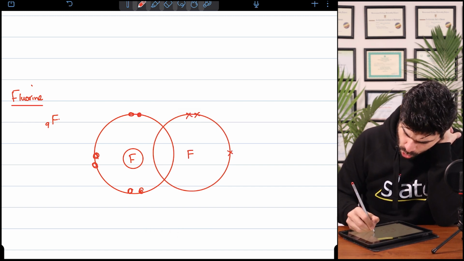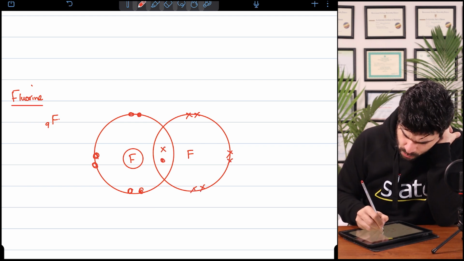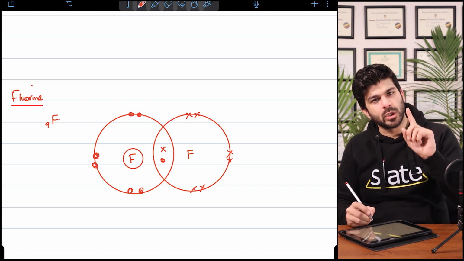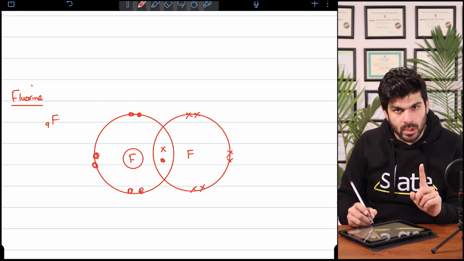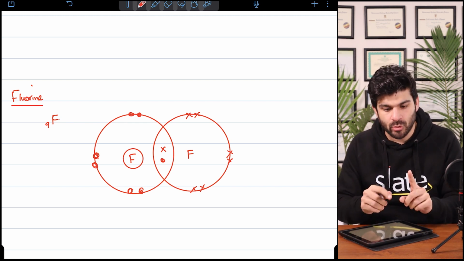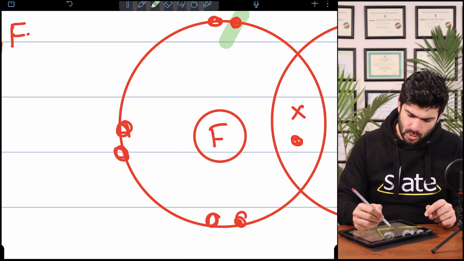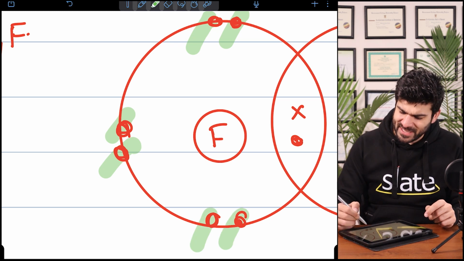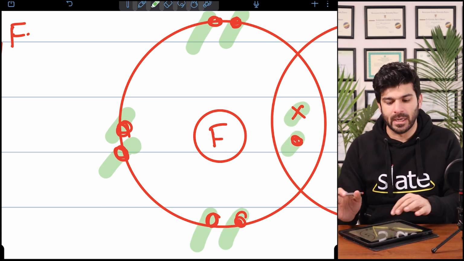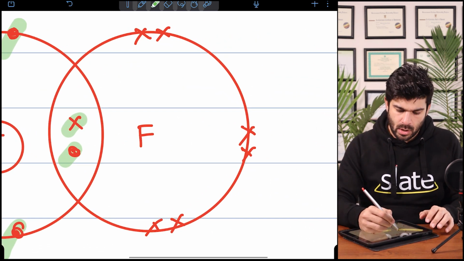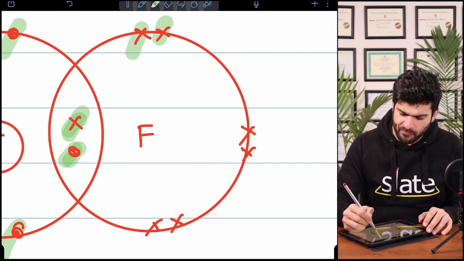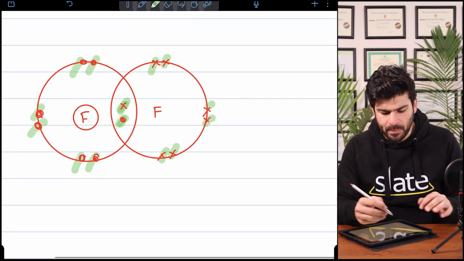Cross, cross, cross, cross, cross, cross. One cross and one dot, because it only needed one electron. One fluorine needed one electron. So let's count the electrons. As you can see, 1, 2, 3, 4, 5, 6, 7, 8. Eight electrons, balanced. 1, 2, 3, 4, 5, 6, 7, 8. So what is the bonding of fluorine?